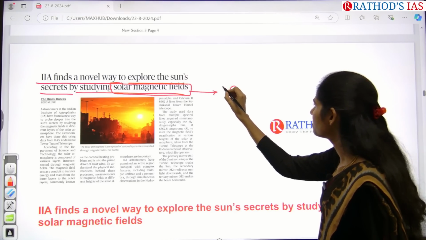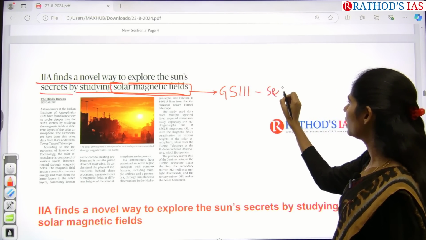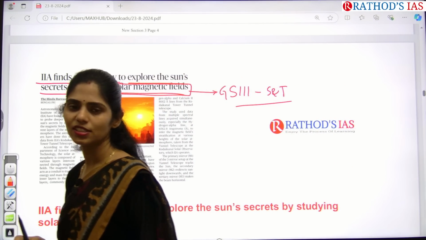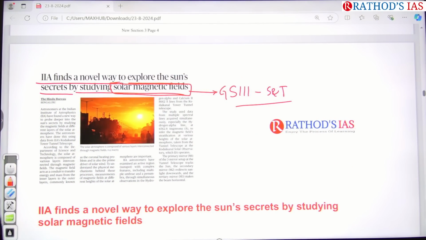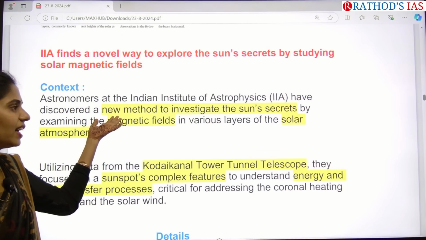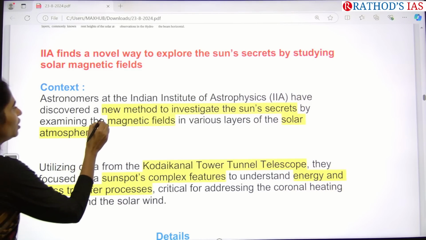From GS paper 3, science and technology, and apart from that, even in geography, in universe topic, you will be studying about the sun in your solar system. So now let us see this article. Astronomers from IIA, the Indian Institute of Astrophysics, discovered a new method.